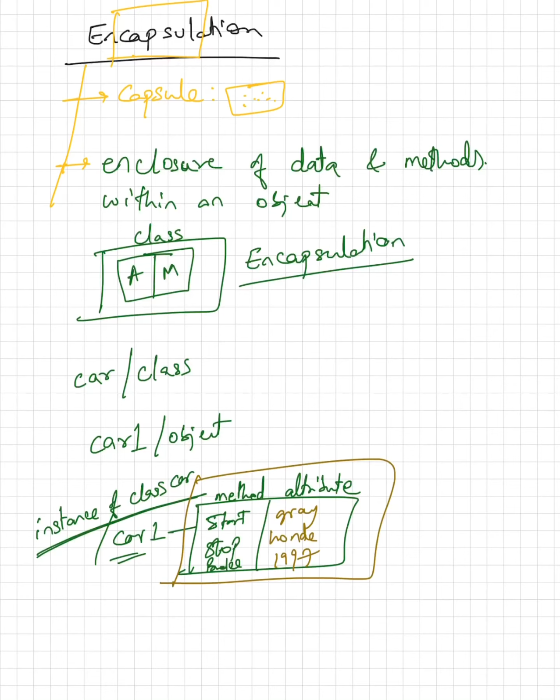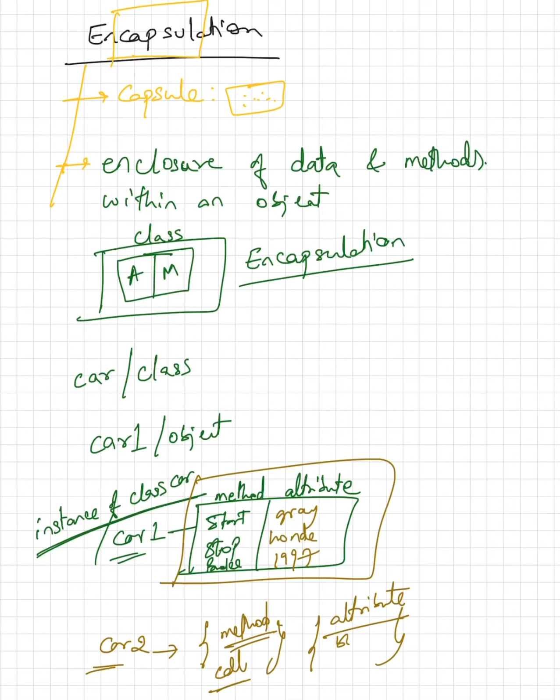Whenever we create a new instance, for example car2 is a new instance, the moment you declare it, it has two sets of values in it. One is for methods; you don't have methods inside, but you can call the methods declared inside the class. And then you have attributes or properties. Say when you declare car2, you may have color like black, make like Toyota, and year can be 2000. So this is called encapsulation.